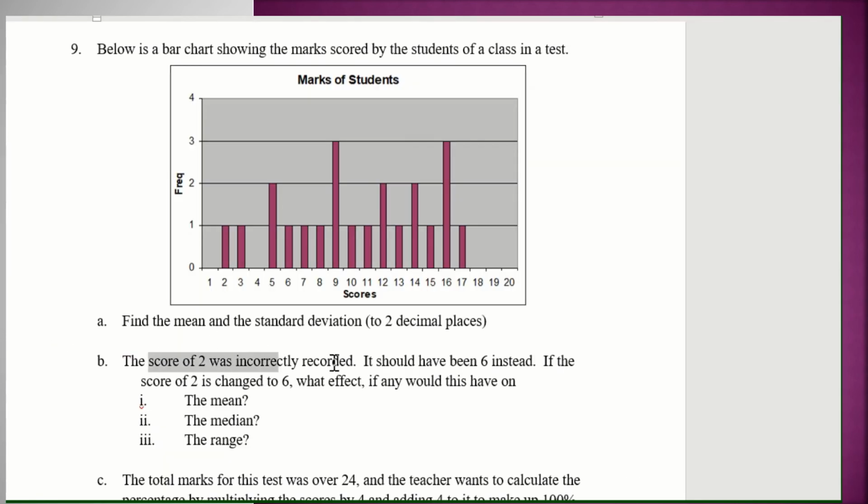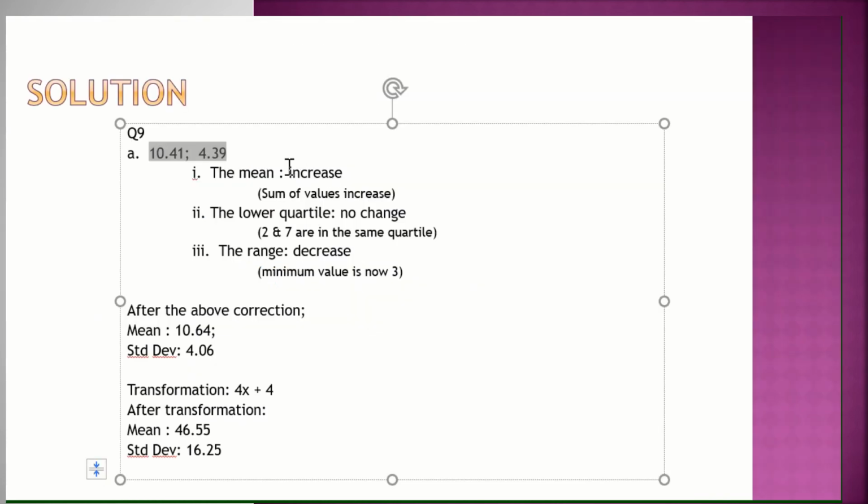The score 2 was incorrectly recorded. That means the 2 was wrong. It should have been 6 instead, meaning now this 2 is going to disappear from here. The 6, the frequency will become 2. From 1 become 2. If the score 2 is changed to 6, what effect? So I've done this with you before. I'm taking out a small value. What will happen to my mean? My mean will increase. Okay, because you're adding 6, the sum will increase.